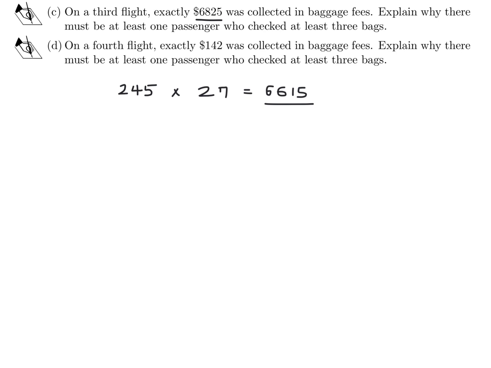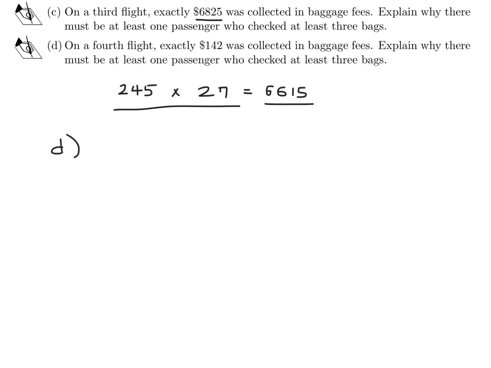So you can just explain that in sentence format. I hope that makes sense. That you max out at 6615 if everyone checked in 2 bags. So obviously somebody had to check in more than 2 bags in order for you to get up to 6825.